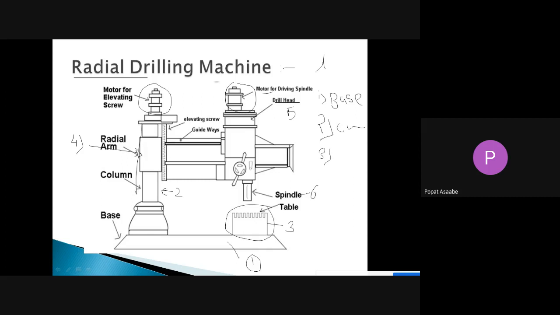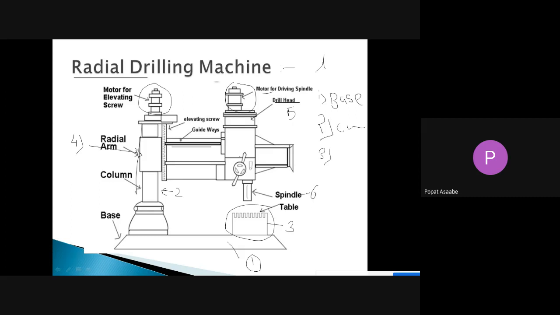Okay, table is there. And again on that radial arm, this whole portion is called the radial arm, and on that radial arm we have also provided guideways. These are the simple basic parts present in the radial drilling machine. Now we will discuss the function of each and every part.